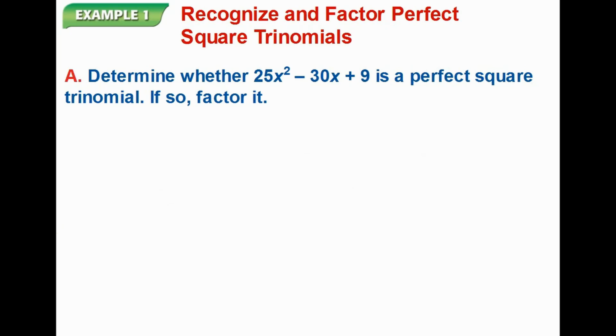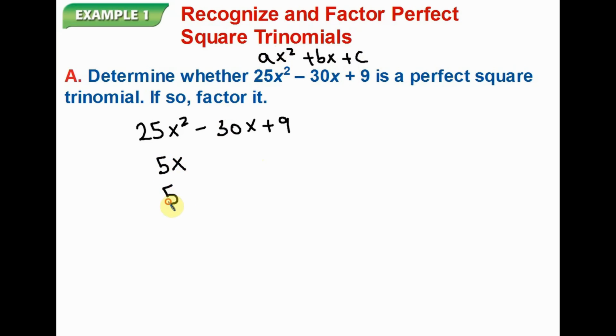If so, factor it. I'm going to use the method that I shared with you in the last lesson. When you have an expression, make sure that you have ax squared plus bx plus c form. Then I'm trying to find what two numbers I need to multiply to get ax squared. In this case, let's try 5x. 5x times 5x will get you 25x squared. Same thing, you find what two numbers you need to multiply to get the c value. In this case, I multiply 3 and 3.